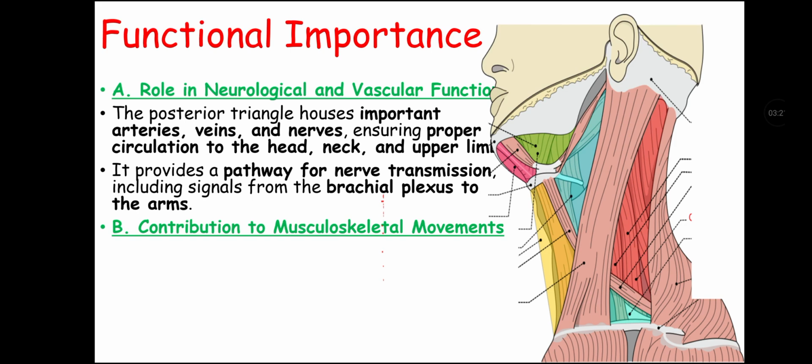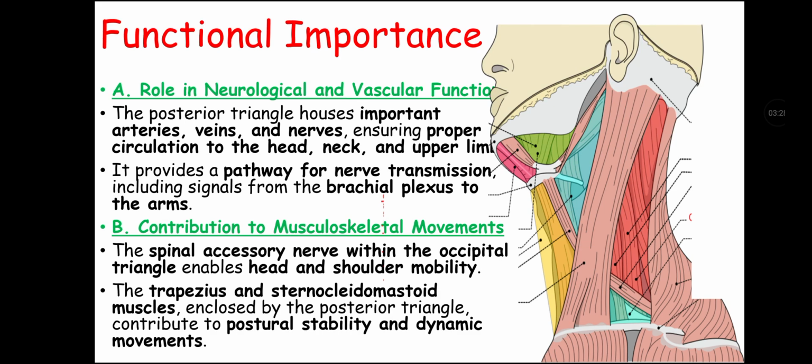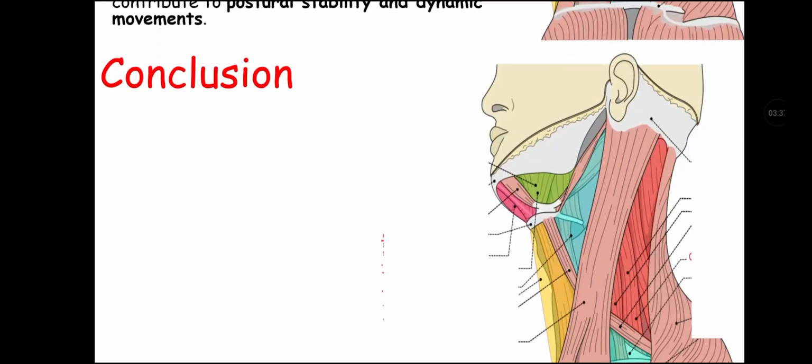Next functional importance is its contribution to the musculoskeletal movements. As the spinal accessory nerve within the occipital triangle enables head and shoulder mobility. The trapezius and sternocleidomastoid muscles enclosed by the posterior triangle contribute to the postural stability and dynamic movements.